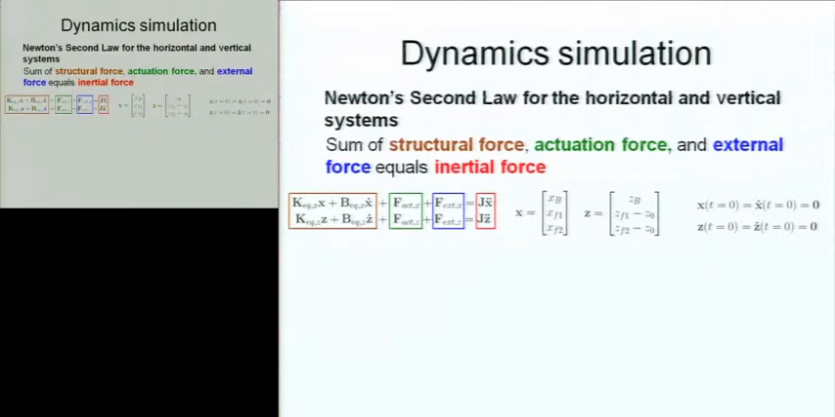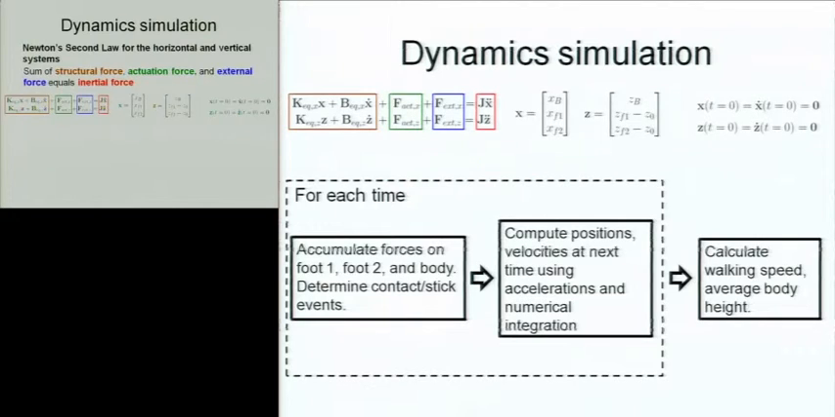We determine the equations of motion for the system using Newton's second law, which dictates that the sum of structural force due to the stiffness and damping of the legs, the actuation force, and the external force is equal to the inertial force. There is an equation of motion for the body, foot 1, and foot 2 in both the horizontal and vertical directions, giving 6 equations total.